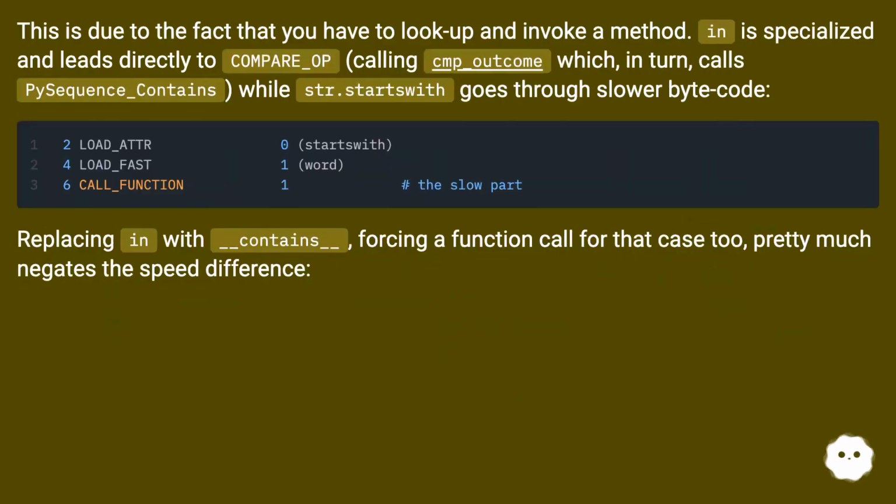This is due to the fact that you have to look up and invoke a method. In is specialized and leads directly to COMPARE_OP, calling cmp_outcome, which, in turn, calls PySequence_Contains, while str.startswith goes through slower bytecode.